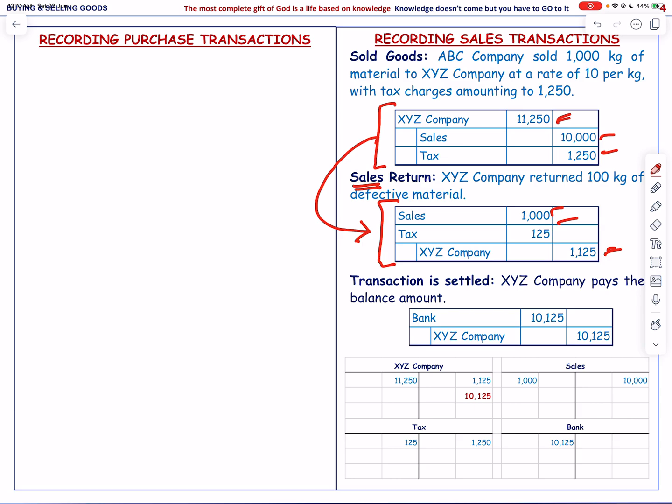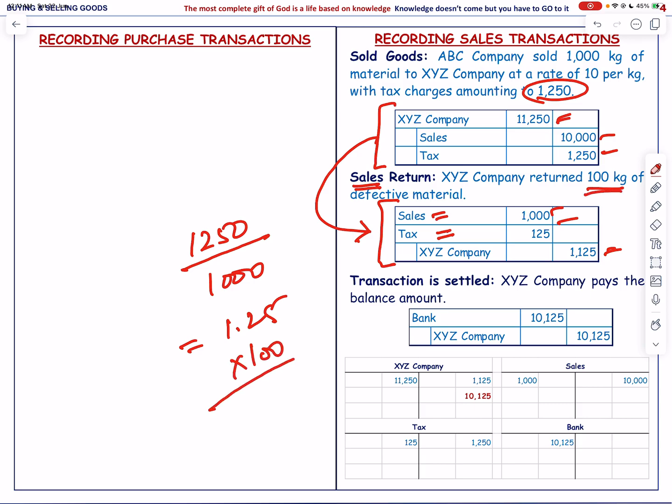So in this case, you can see that if they are returning the goods, sales is debit to reduce our sales, and tax is also debit to reduce our tax burden. But by the amount of sales return, 1000 times 10, you can see that they have paid 1250 for taxes for 1000 kg, that means 1.25 per kg, and since we are returning 100 kg of these items, that makes 125.